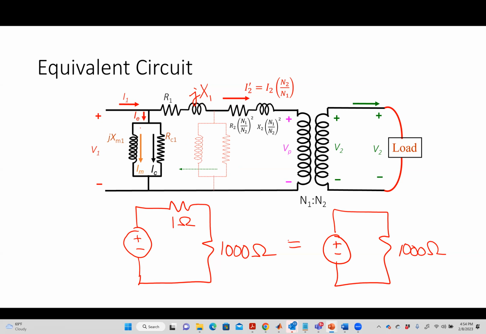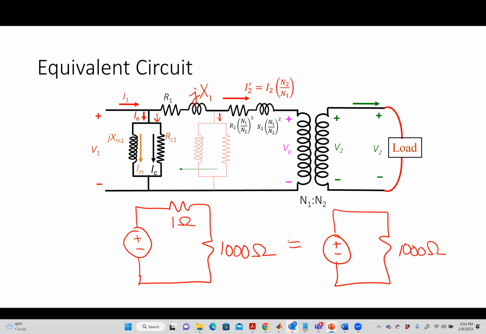I didn't get rid of it. I kept it. I just moved it somewhere else. So why did I do that? Well, because the real reason is that the current here is very small. So that current is small. I want to keep it.